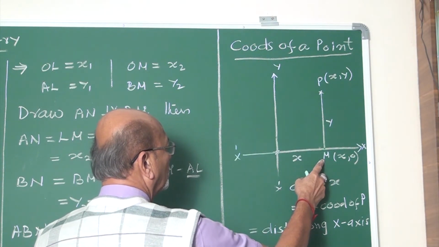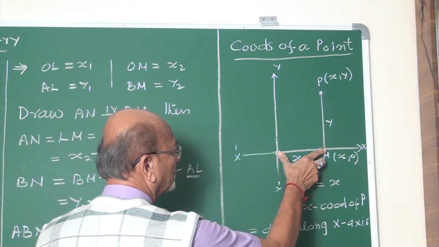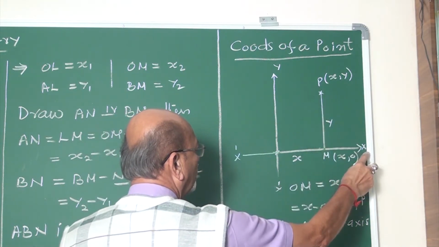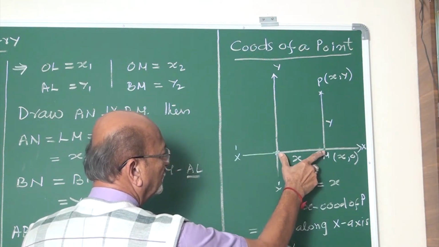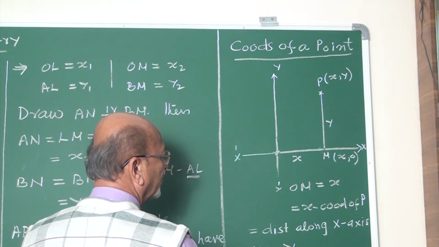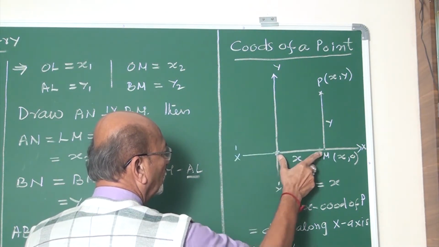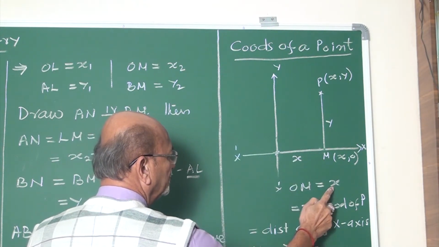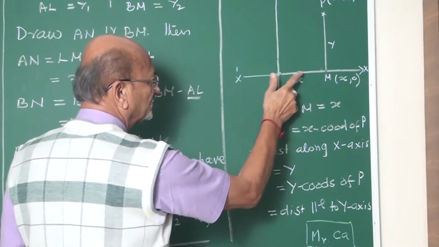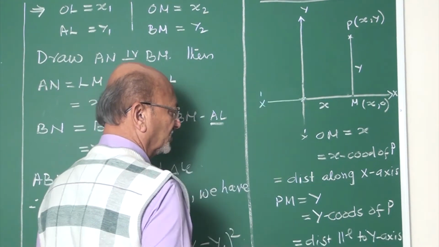Draw PM perpendicular to the x-axis. If you draw PM, you observe two distances. The distance of P from the y-axis, and the distance of P from the x-axis. The distance of P from the y-axis is named the x coordinate of the point P. This distance OM is x. It is known as the x coordinate of the point P. It is a distance along the x-axis, or otherwise parallel to the x-axis.